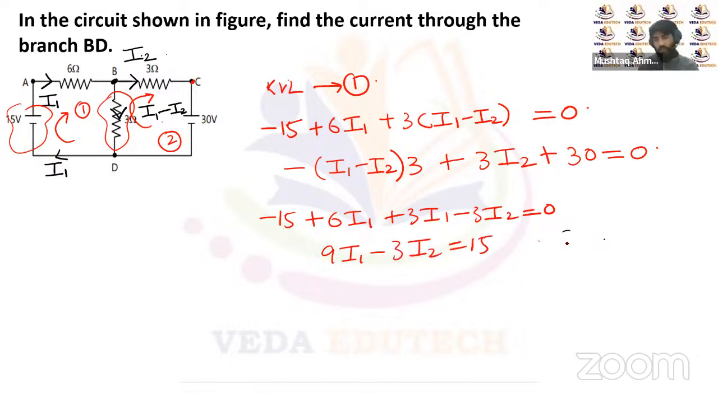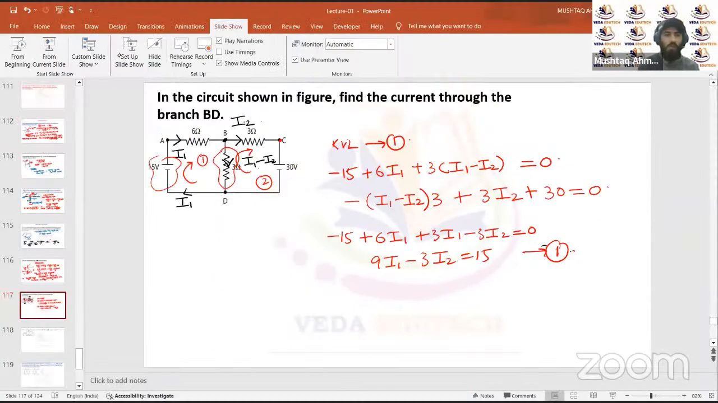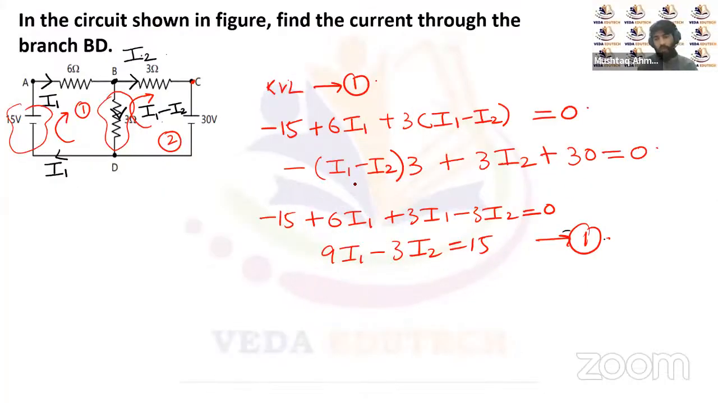Let me call this the first equation. And similarly here we have minus, we have minus. So in this equation we have minus 3I1, minus 3I1 plus 3I2, and plus 3I2 here, plus 30, that has to be equal to 0.